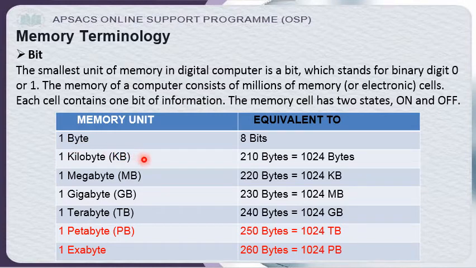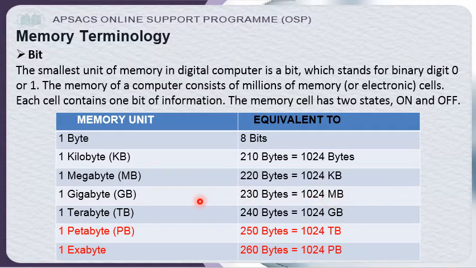And whenever 1024 bytes are combined together, they are known as 1 kilobyte. Whenever 1024 kilobytes are combined, it makes 1 megabyte. Same way, 1024 megabytes combined make 1 gigabyte. So we get to know that in 1 GB we have 1024 MB.